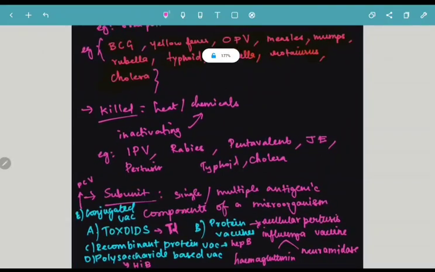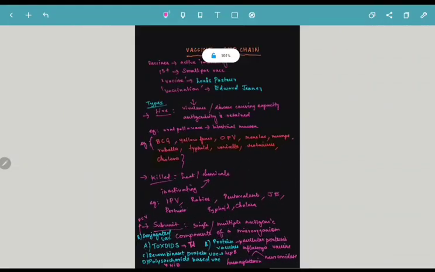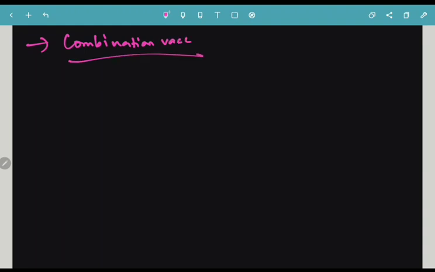So we finished live, killed and subunit vaccines. Now we'll be moving on to the fourth type. We finished three types, and the next one is the combination vaccine. So what is a combination vaccine? In combination vaccines, more than one kind of immunizing agent is included in the vaccine.